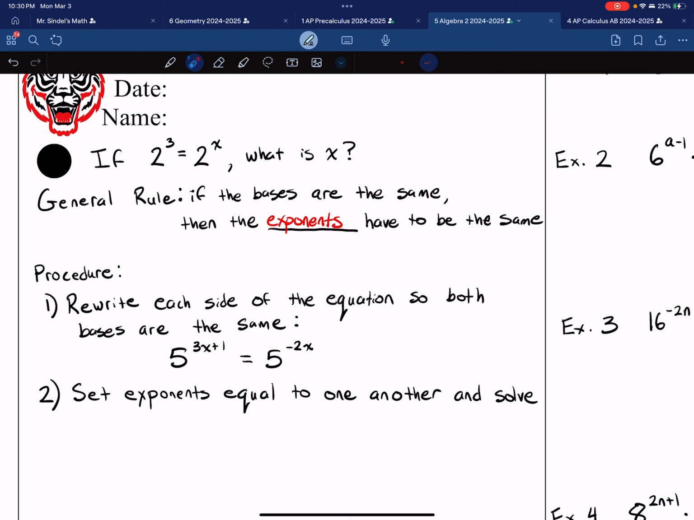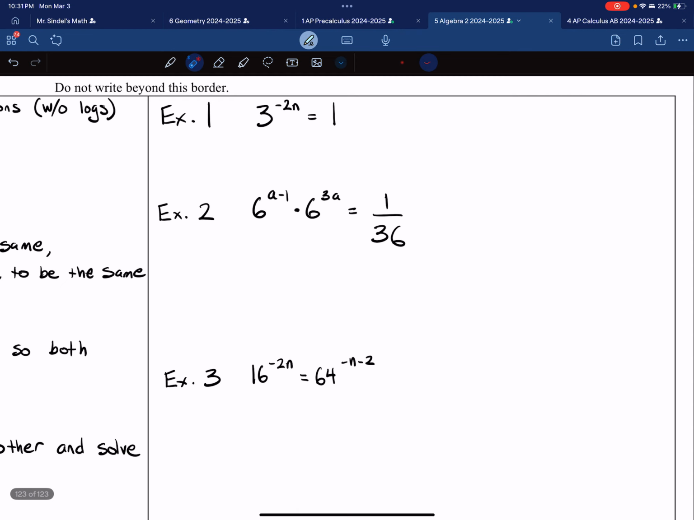So in general, this is what we're going to be doing. We're going to make sure that the left side and the right side both have a single base, and that base is the same. And then once we have the bases the same, we can say these powers must be the same. And I can set this 3x plus 1 equal to this negative 2x. And then we can solve for x. So let's give that a shot.